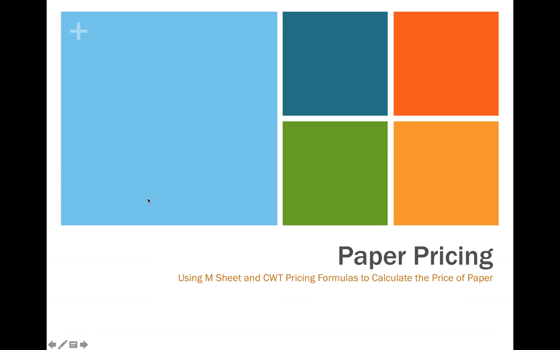Our next lecture is on paper pricing. It goes hand in hand with the previous lecture on paperweights. Once we can calculate the total number of sheets needed and how much those sheets weigh, we can use either M sheet pricing, which is pricing per 1,000 sheets of paper, or CWT pricing, which is pricing paper per 100 pounds of paper, to calculate the total price that we'll have to pay for the paper.